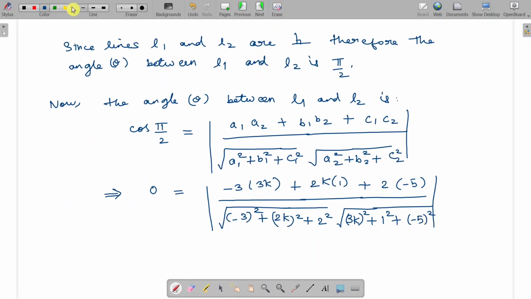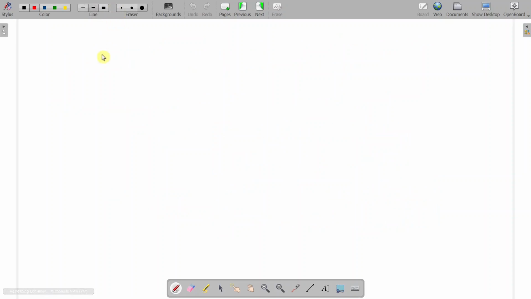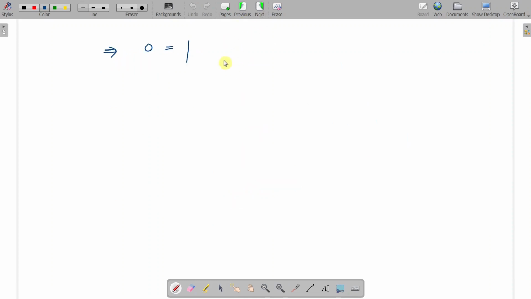Right? So now if we take this denominator to the left hand side, 0 into this denominator is 0. So what we get is: 0 is equal to modulus of, minus 3 times 3k is minus 9k, then plus 2k, plus 2 times minus 5 is minus 10. Okay, so this is minus 10.